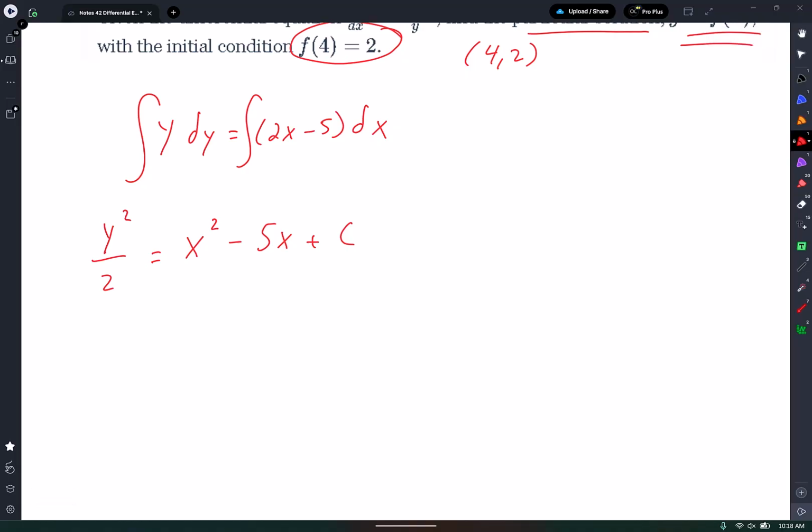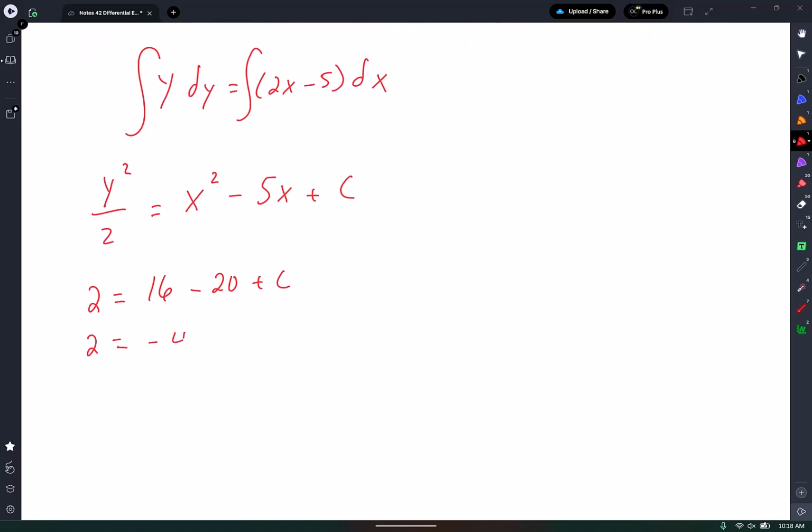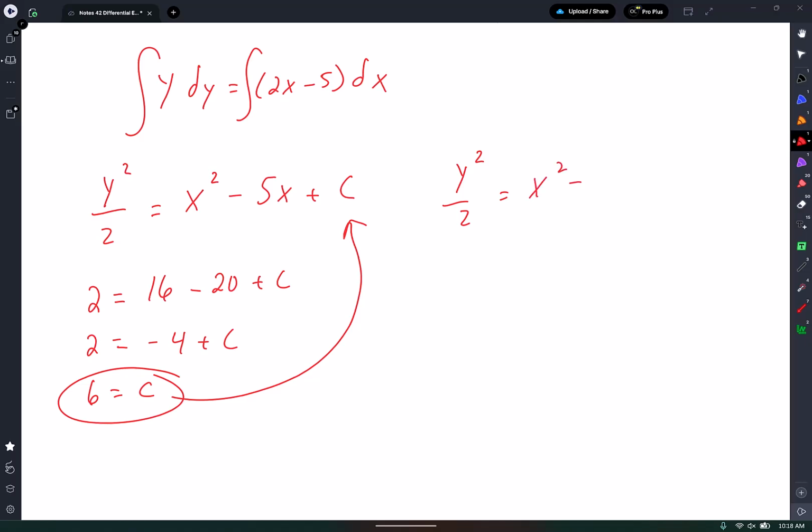All right. I'm plugging in. 2 squared is 4. 4 divided by 2 is 2. Does everyone know where that 2 came from? Okay. What's 4 squared? Minus, and then 5 times 4? 20. Yep. So 2 equals negative 4 plus c. There it is. 6 equals c when you do plus 4 plus 4. So I take that c and I come right to that one. So here it is. I'm rewriting it again. Y squared over 2 equals x squared minus 5x plus 6.